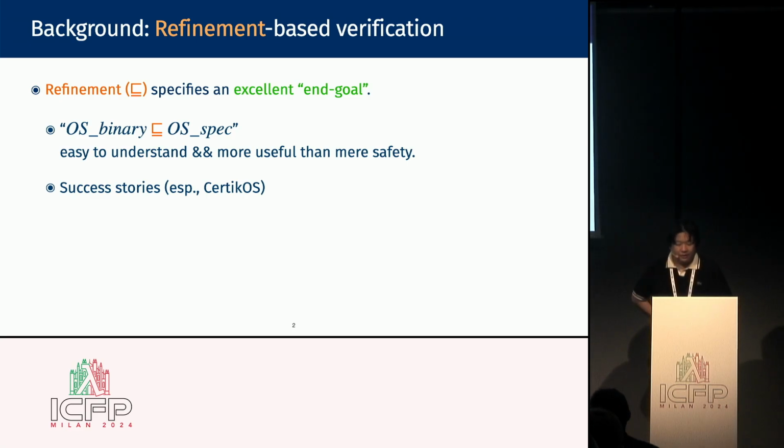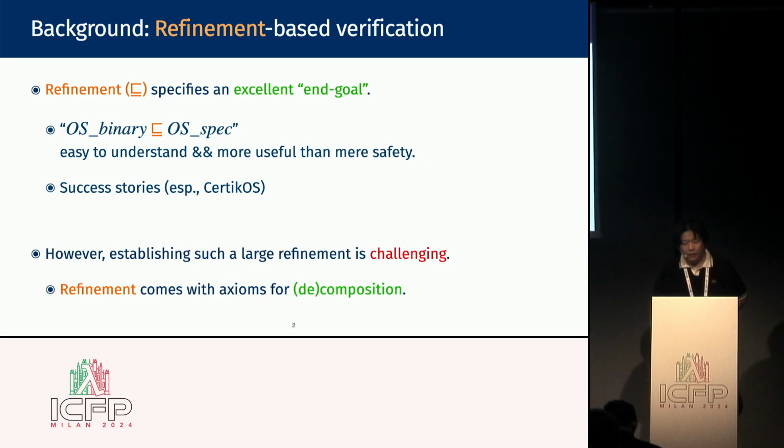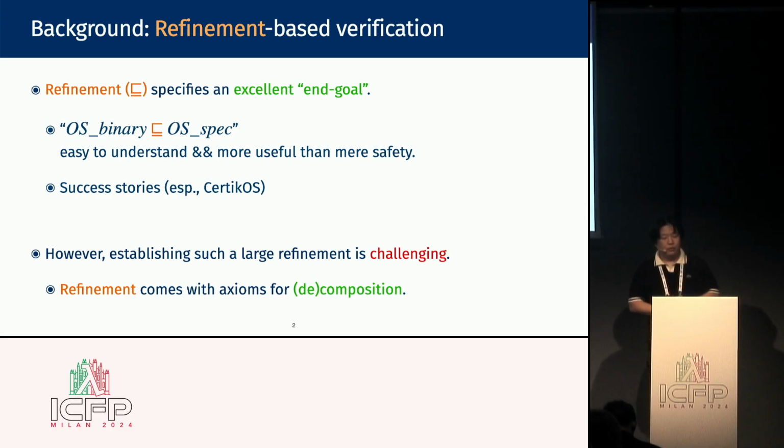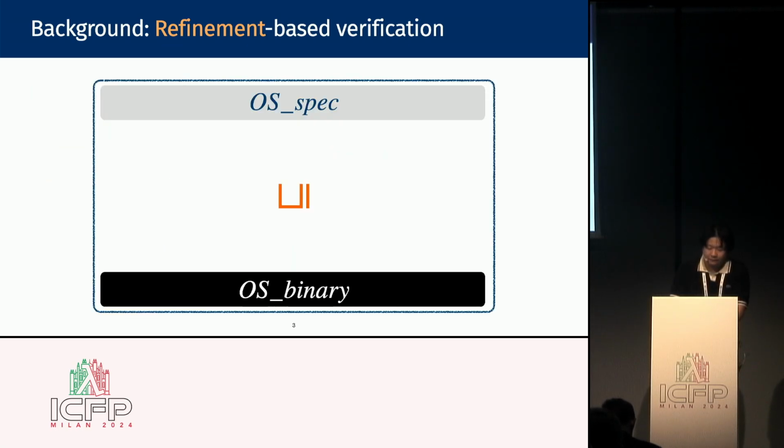The refinement simply says that the source, OS spec, soundly captures all the possible behaviors of the target, OS binary. In other words, this statement ensures that the target behaves as expected, which is often more useful than ensuring just the safety. This is the reason why projects like CertiKOS aim for refinement as its end goal. However, establishing such an end goal in a monolithic way is quite challenging. Consequently, it is very common in refinement frameworks to decompose the end goal into smaller pieces.